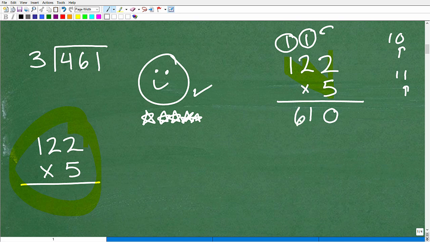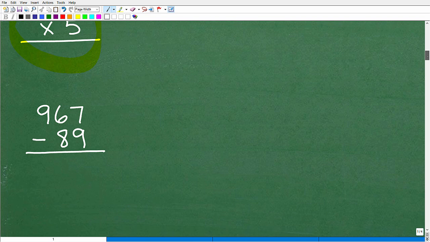Okay, so if you got that right, let's give you another check mark, and we'll throw in a couple more stars for good order. All right, let's go ahead and finish up with our last problem.